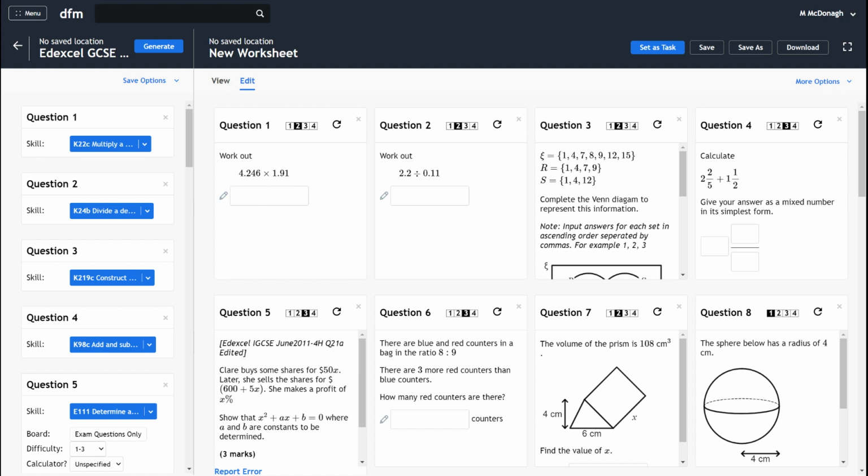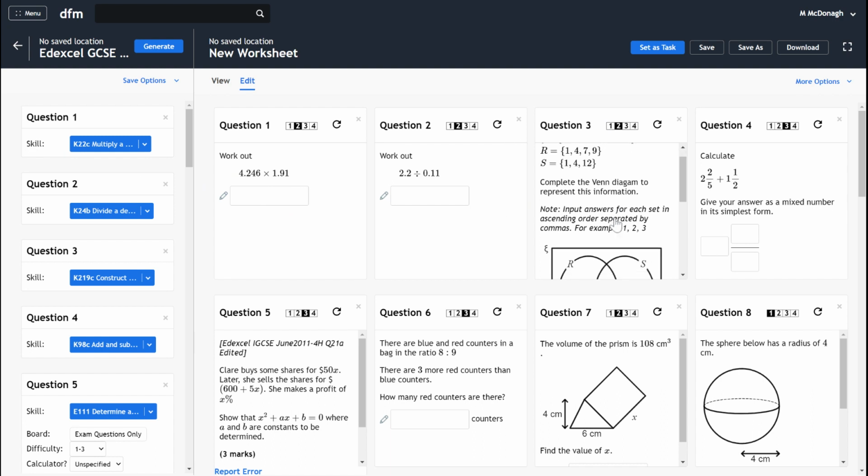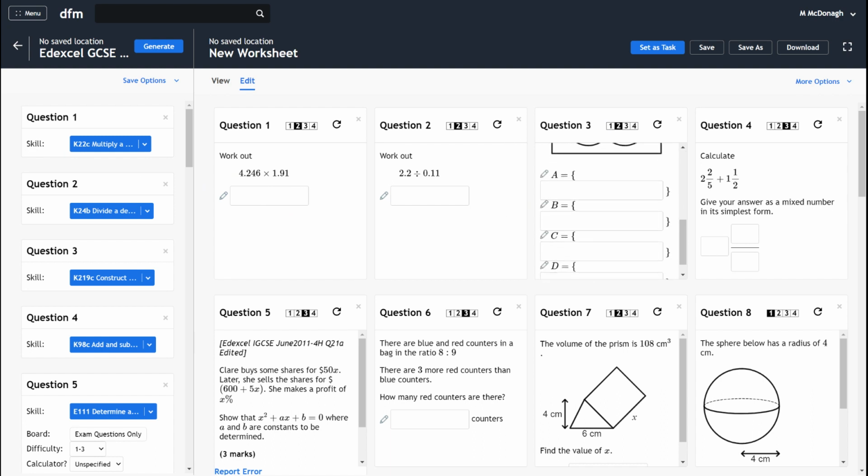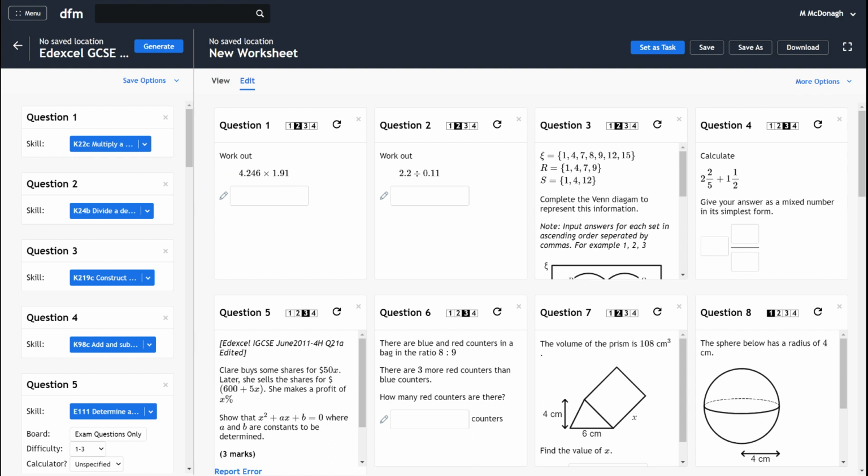So this is a key skill question on multiplying decimals. Question 2 is a key skill question on dividing decimals. Question 3 is a key skill question on completing the Venn diagram. So far, a pretty direct match. This is addition with mixed numbers. The original question was subtraction, so we could refresh until we get a question with subtraction if we wanted to.